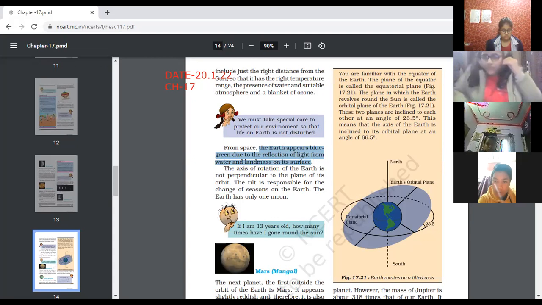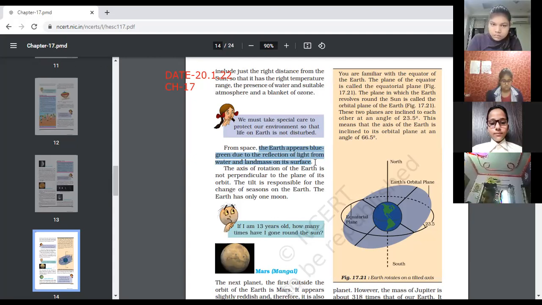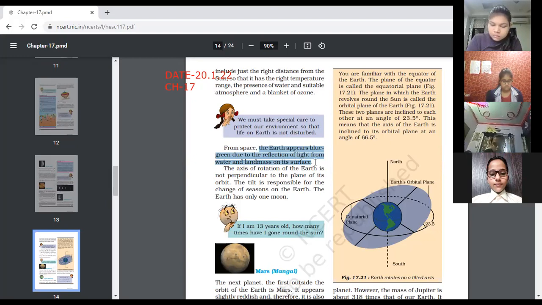The axis of rotation of the Earth is not perpendicular to the plane of its orbit. The tilt is responsible for the change of seasons on the Earth. The Earth has only one moon.